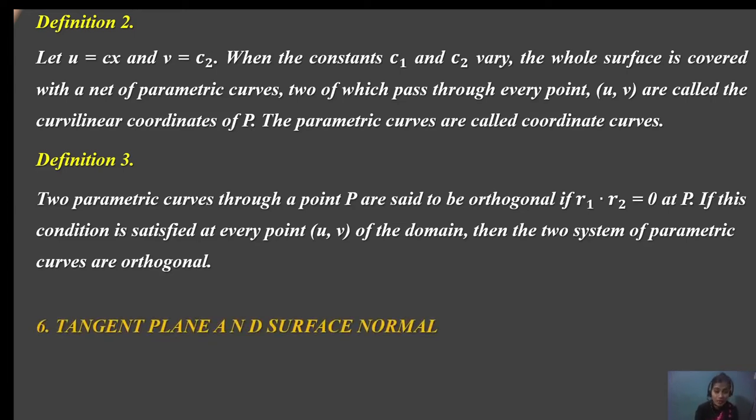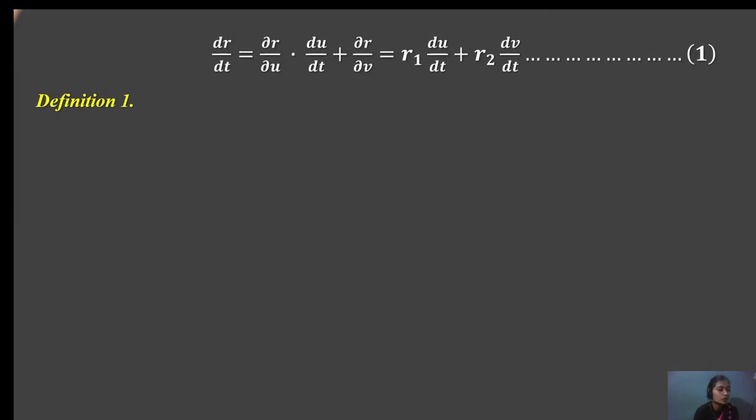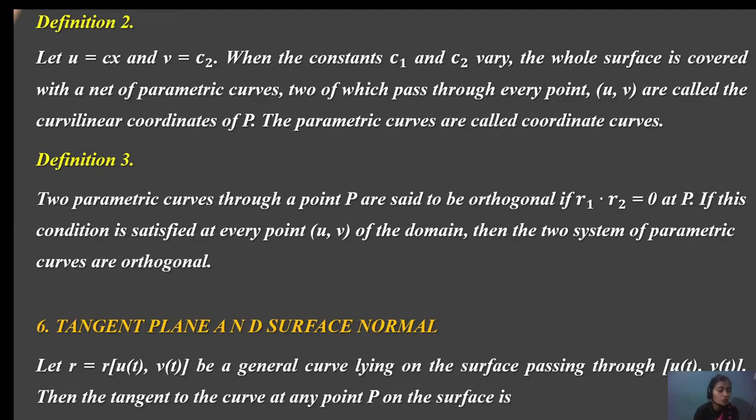After that, the next topic is the tangent plane and the surface normal. Let r equals r(u(t), v(t)) be a general curve lying on the surface passing through the point u(t) and v(t). Then the tangent to the curve at any point P on the surface will be given in this form. The tangent of the curve at P on the surface will be given as a tangent plane.